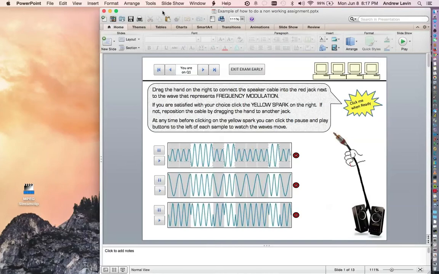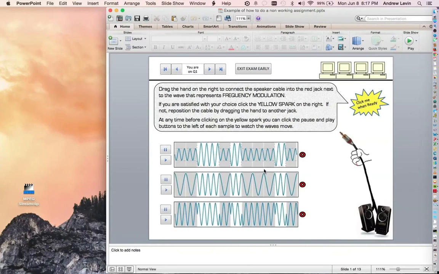So here, look at this first one. Which one of these represents frequency modulation? Now here, the goal is, it says you would take the hand.